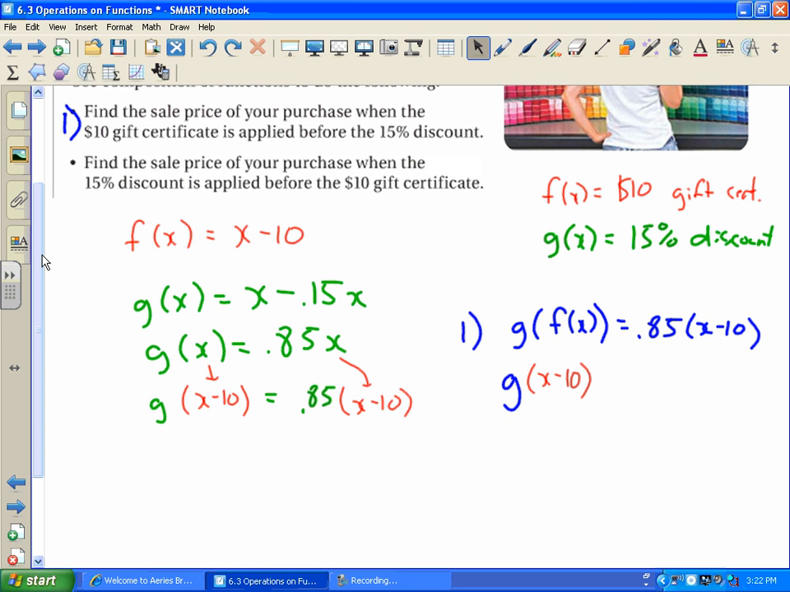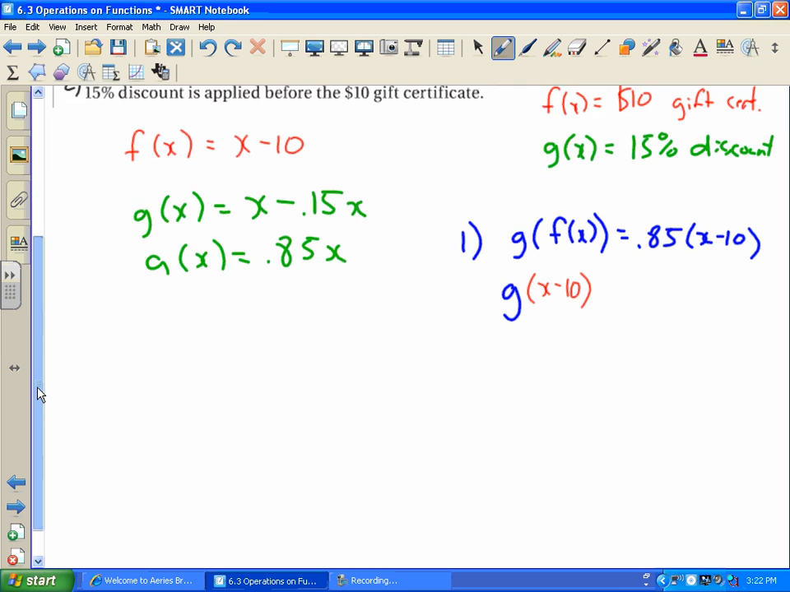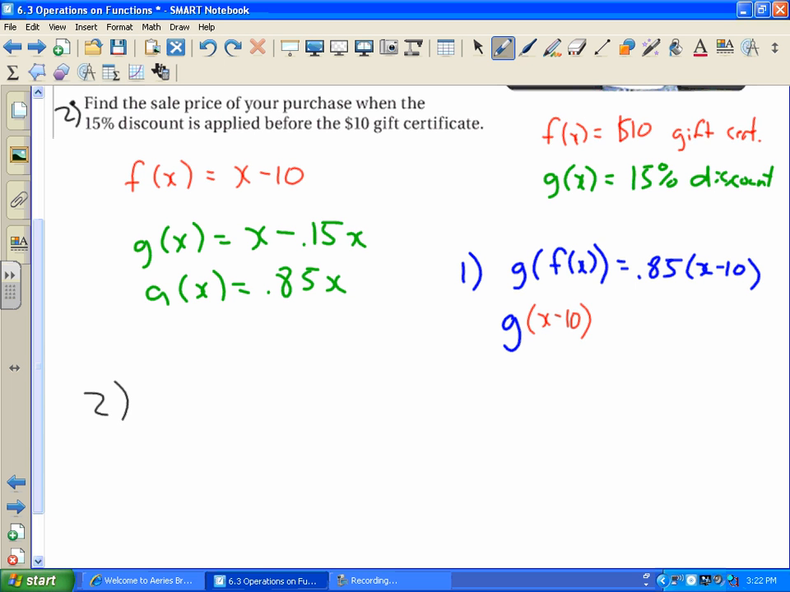And now for bullet number 2. Find the sale price of your purchase when the 15% discount is applied first, and then the $10 gift certificate. So hopefully, right now, you're seeing the pattern, and we're saying, hey, this time it wants me to take the 15% discount first, which is g of x. After I find the 15% discount, take the $10 off. So this one's asking for f of g of x. That's what the second bullet was talking about.